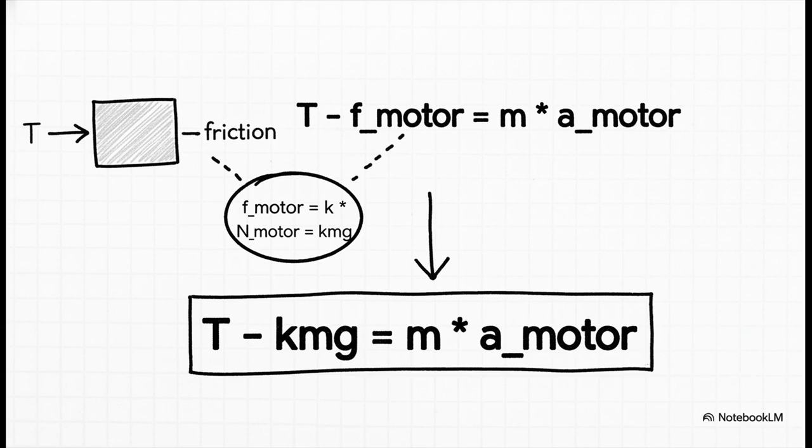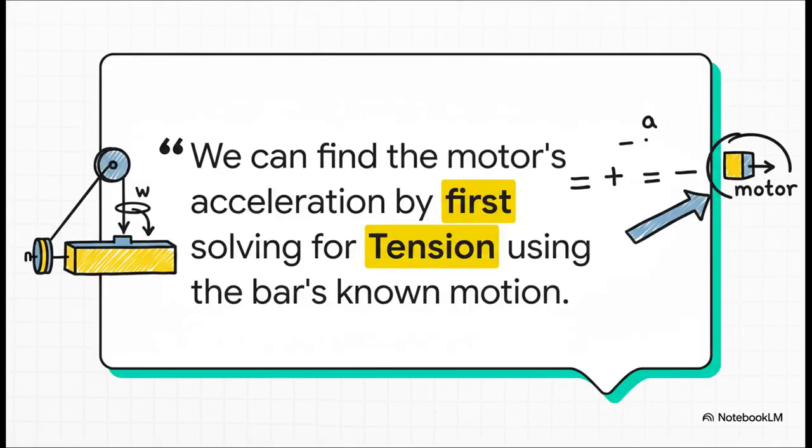So look at what we've built. It's actually pretty cool. We have two clean equations, and if you count them up, we have two things we don't know, the tension, T, and the motor's acceleration, A motor. Two equations, two unknowns. This is a solvable system. We're in business. So what's our game plan?